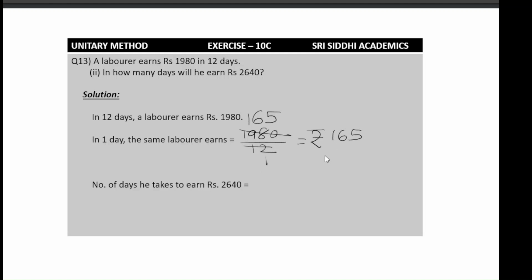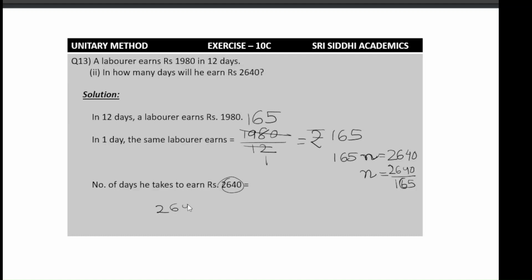So he will earn rupees 165 in one day. So the question is asking in how many days will he earn rupees 2640. So 165 multiplied with n number of days. Let the number of days that he takes to earn 2640 be n. If we multiply 165 with n, we will get 2640. So n, the number of days that it takes to earn 2640, we can find by dividing like this, right? So let's divide and find out.